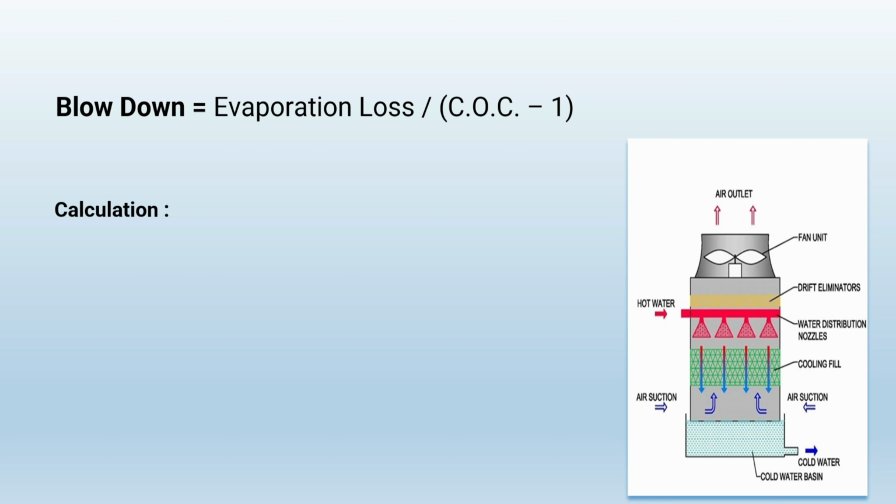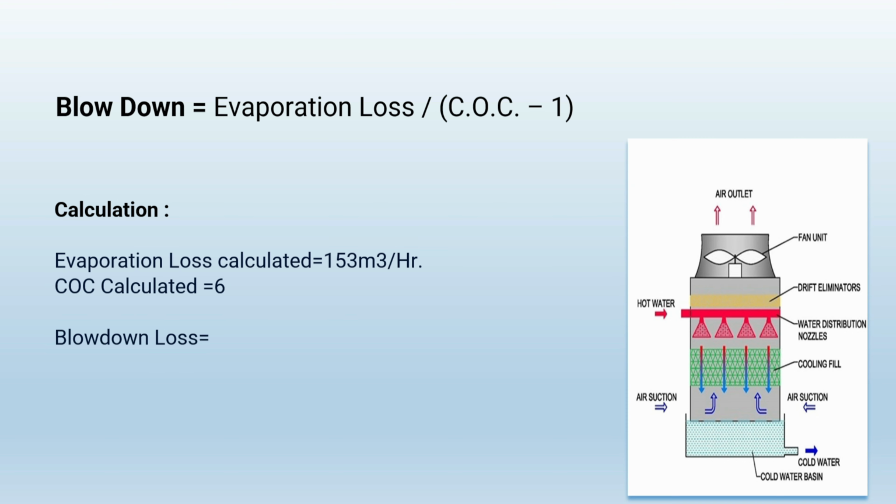Now we will calculate the blowdown loss in cooling tower. So blowdown loss will be evaporation loss divided by COC minus 1. Here is the calculation. So if evaporation loss as calculated earlier is 153 cubic meters per hour and COC as calculated earlier is 6, then blowdown loss will be 153 divided by 6 minus 1, that is 30.6 cubic meters per hour.